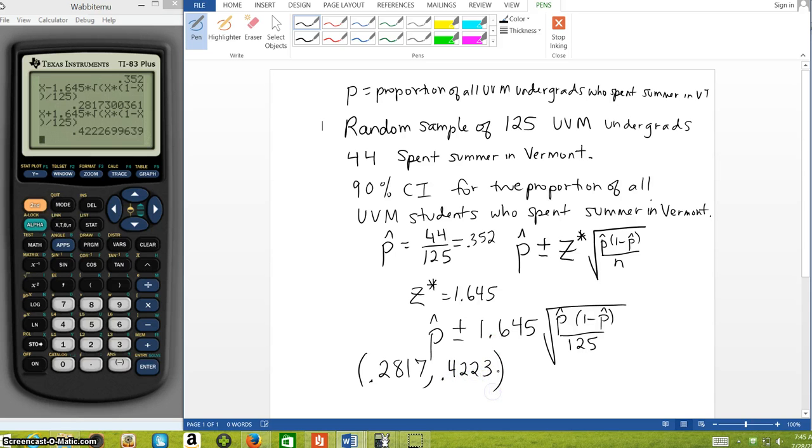0.4223. So I can be 90% confident that the true proportion of all UVM students who spent the summer in Vermont is between 0.2817 and 0.4223.